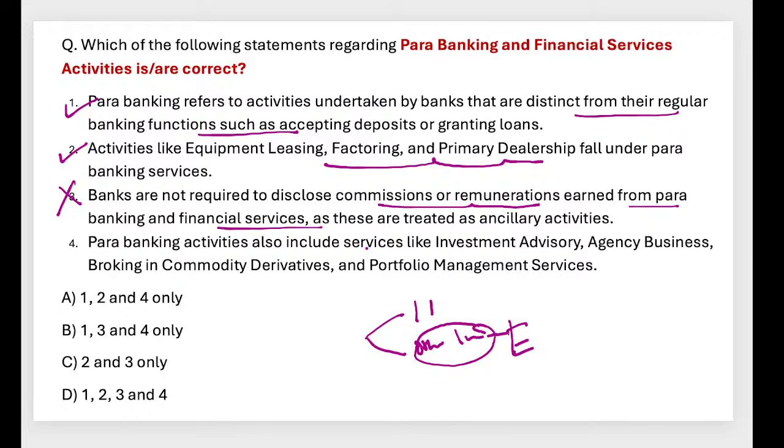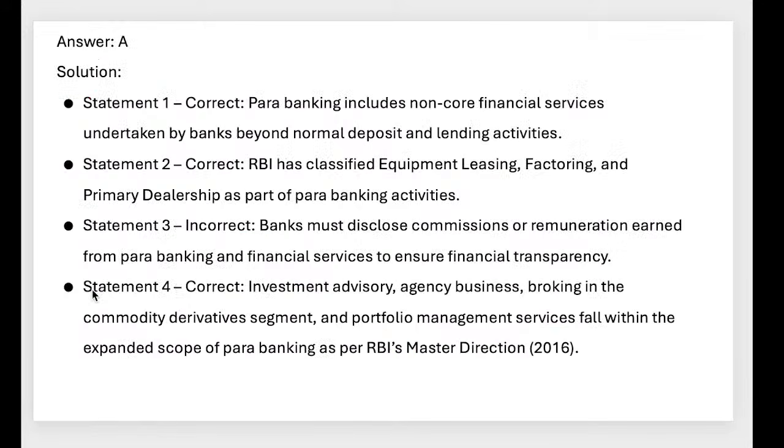Para banking activities also include services like investment advisory, agency businesses, company broking in commodity derivatives, portfolio management. 100% yes. So 1 to 4 means option A will be the right answer, okay. Not D, because the third statement is wrong, as they have to disclose it separately.